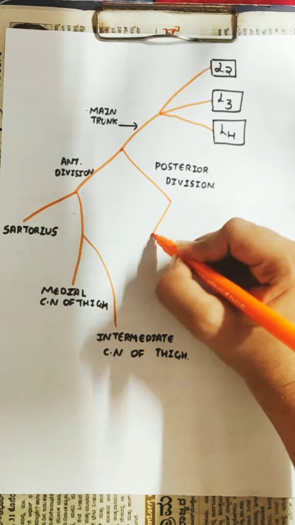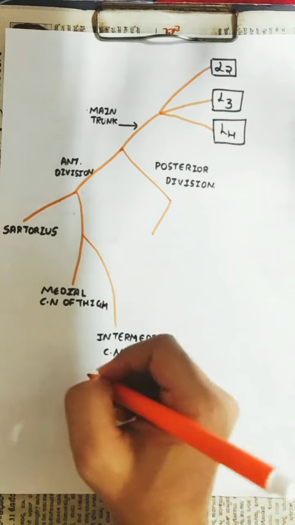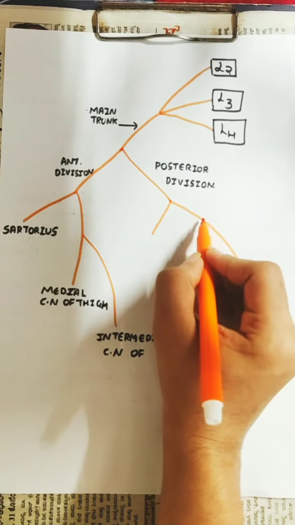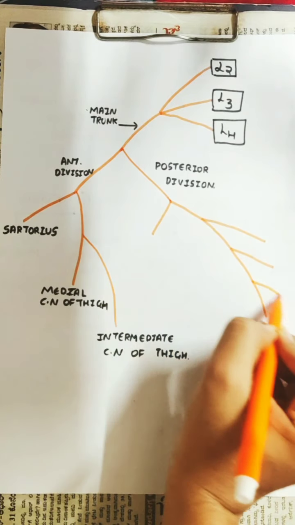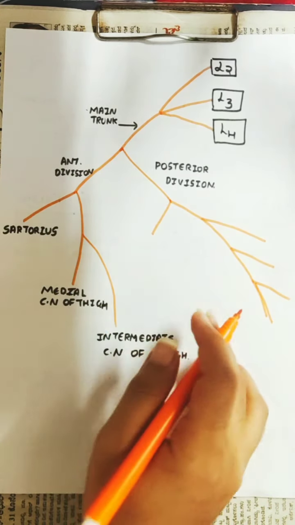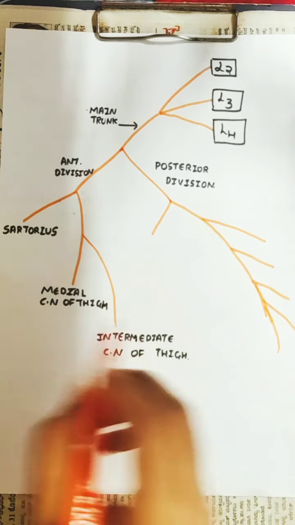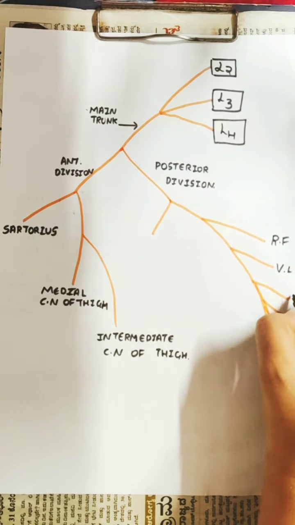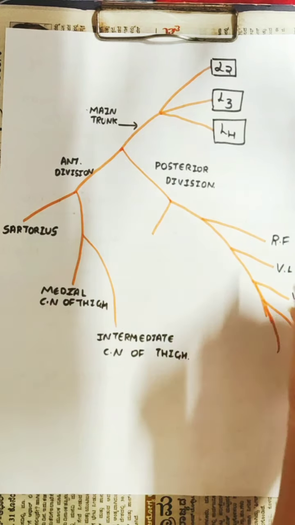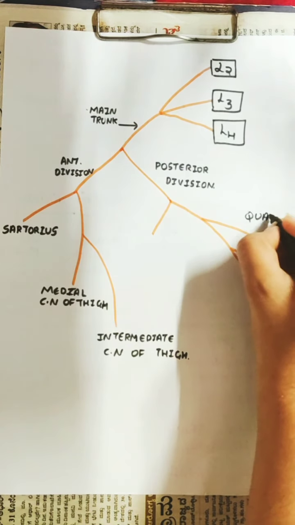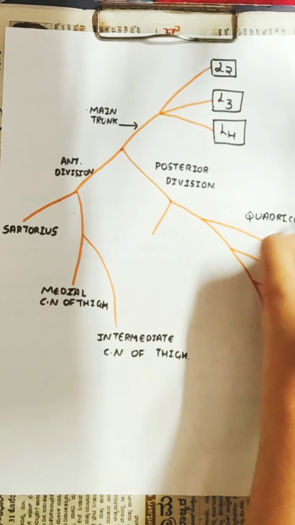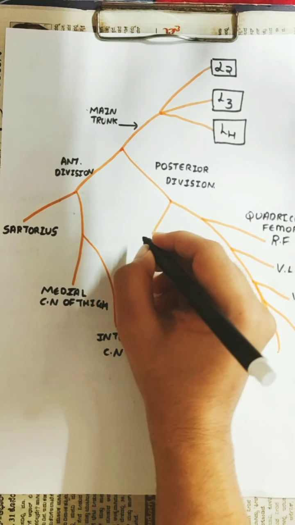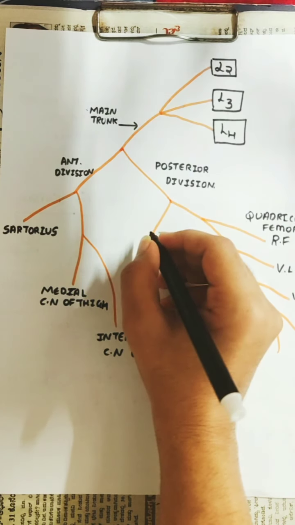Posterior division divides into one cutaneous branch and four muscular branches. These are rectus femoris, vastus lateralis, vastus intermedius, vastus medialis. So these are the quadriceps femoris muscles, and the one cutaneous branch is the saphenous nerve.